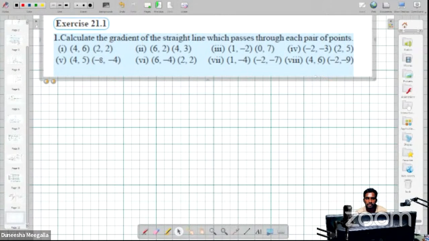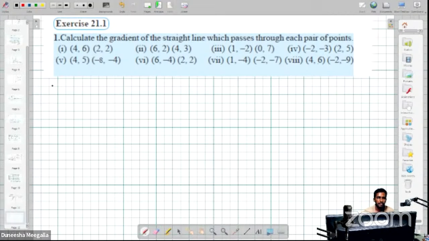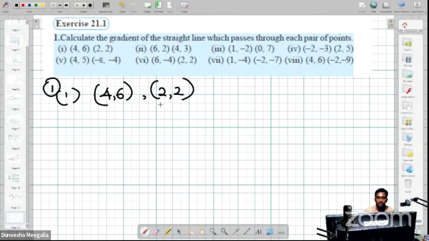Calculate the gradient of the straight line which passes through each pair of points. Can you find what is? I am doing the first one, 4, 6 and 2, 2. I am getting the first value as the gradient. Again, I use the larger y value to find the gradient.